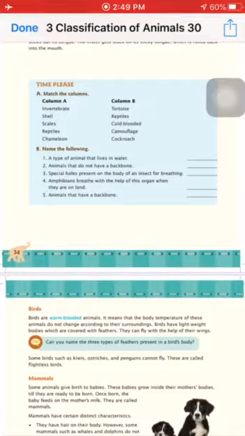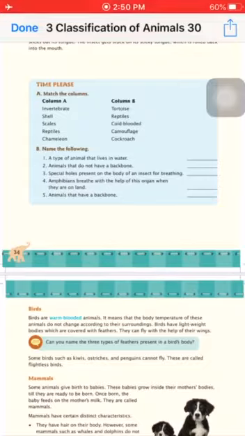B. Name the following. A type of animal that lives in water. The answer is fish. Animals that do not have a backbone. So these are the invertebrate animals. Special holes present on the body of an insect for breathing, those are spiracles.